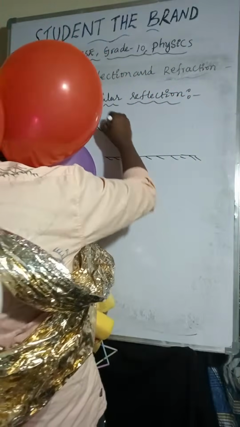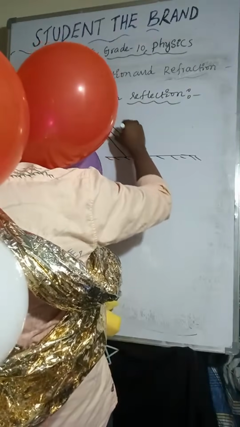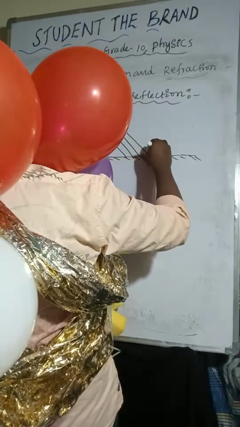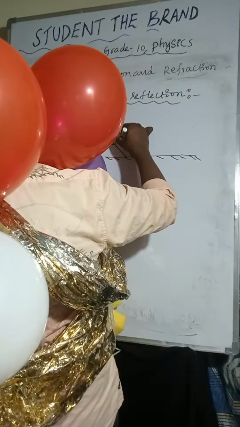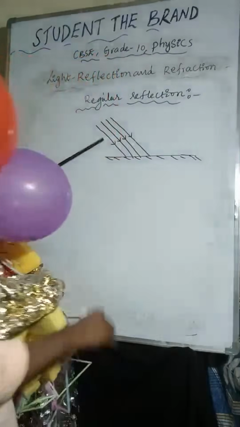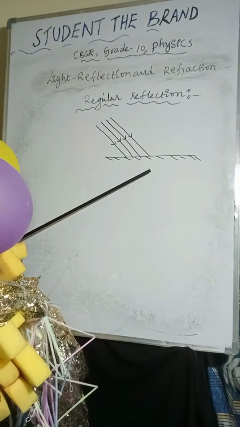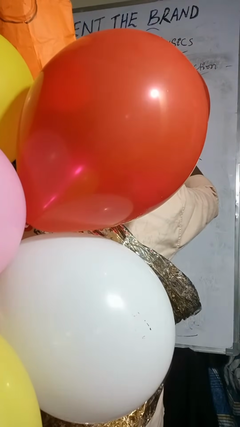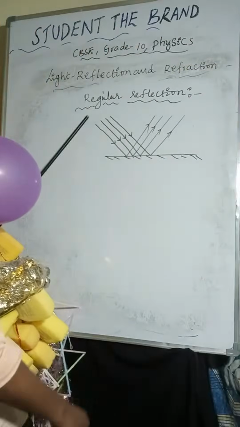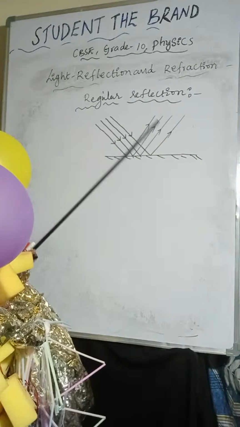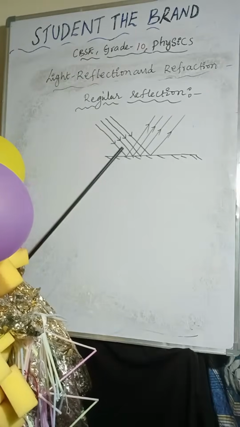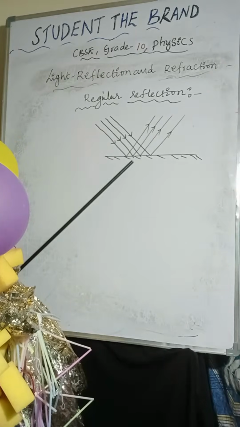This is about incident parallel light rays. These are the incident light rays. These light rays are parallel to each other. Then the reflected light rays are also parallel to each other. This type of reflection is called regular reflection. Because the incident light rays are parallel, the reflected light rays are also parallel to each other.